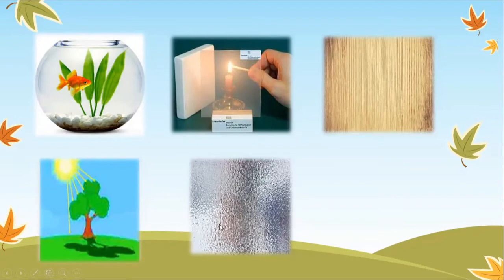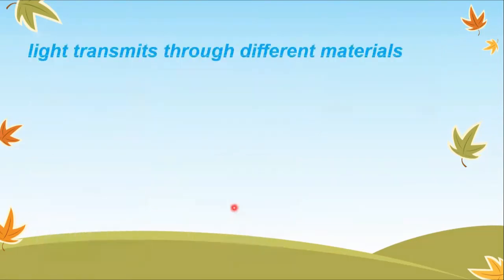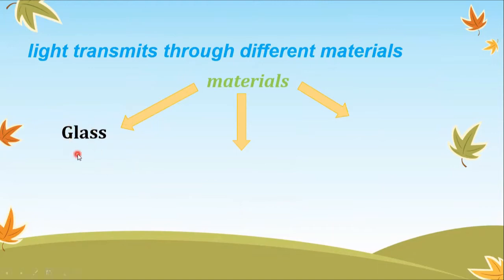Let's illustrate this picture together. Light transmits through different materials, so the materials are divided into 3 types. Type 1: you can see behind it, like glass, like air, like clear water.